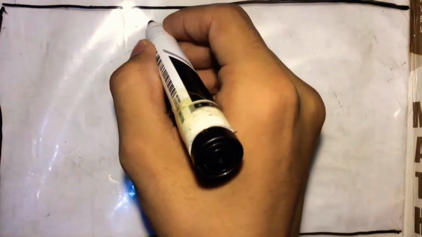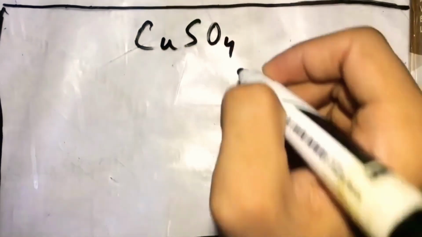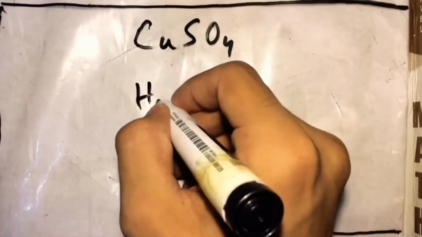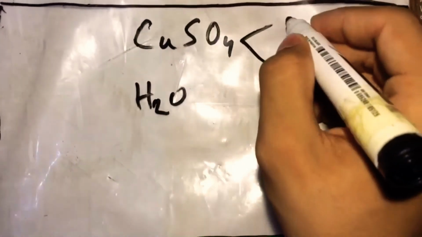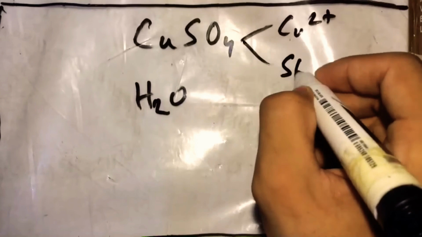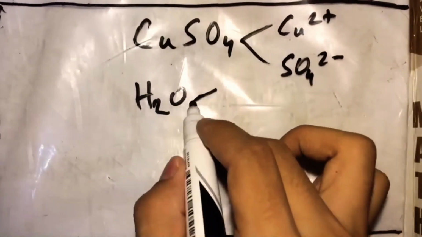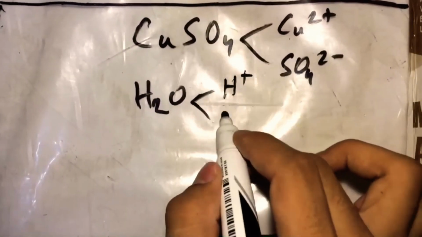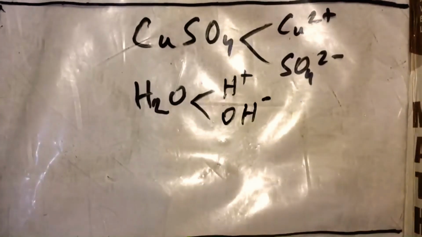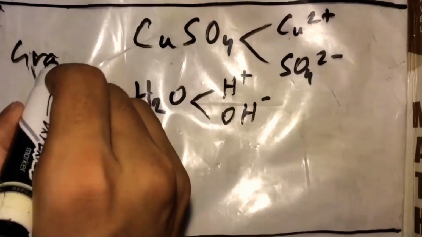Next we'll do the electrolysis of copper 2 sulfate using graphite electrodes and also by using copper electrodes. Now when graphite electrodes are used, we have 2 compounds breaking, both copper 2 plus and sulfate 2 minus, and over here H plus and OH minus. Now we are using graphite electrodes right now.